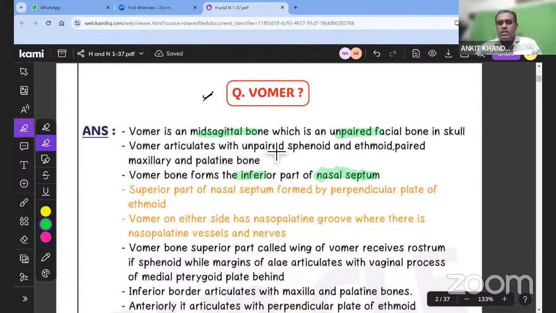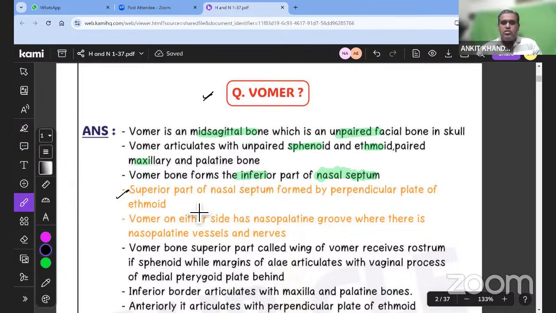The vomer also articulates with the sphenoid bone, ethmoid bone, and the maxillary and palatine bones. But remember, it is an unpaired bone and it forms the inferior part of the nasal septum. That is a very important part. Here, two things are given: the superior part is formed by the perpendicular plate of the ethmoid, and the vomer forms the inferior part, and it also has the nasopalatine vessels and nerves. We all know that inside the nasal cavity we need nerves and vessels. These are the nasopalatine vessels.